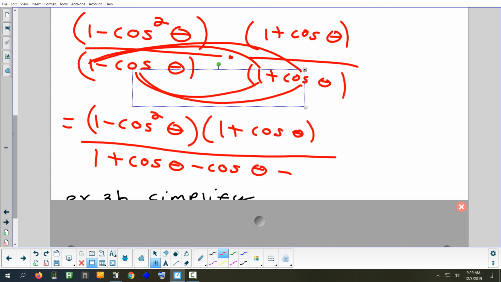Cosine times cosine. It's just like doing x times x. X times x is x squared. Cosine times cosine is cosine squared. Now, what cancels out in the bottom?